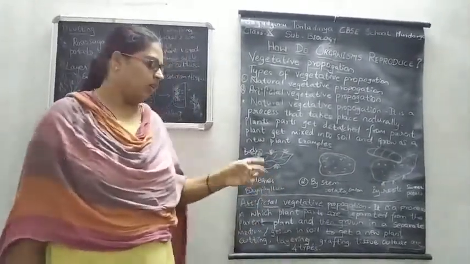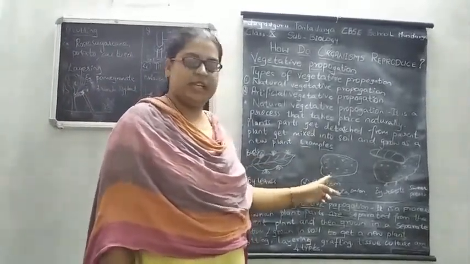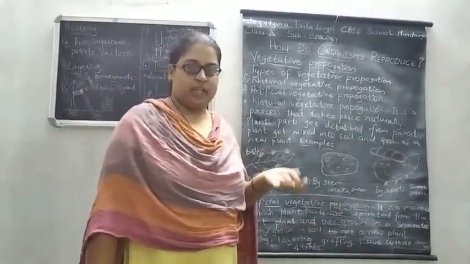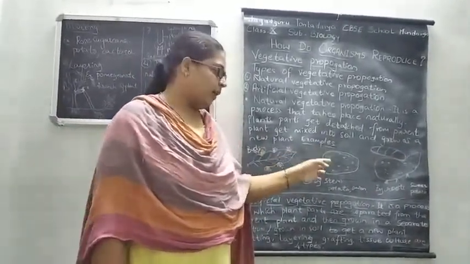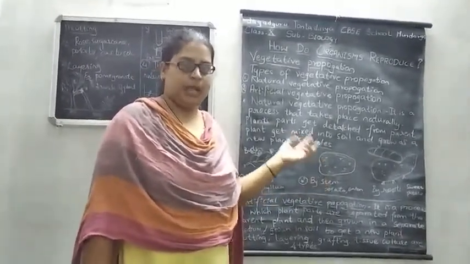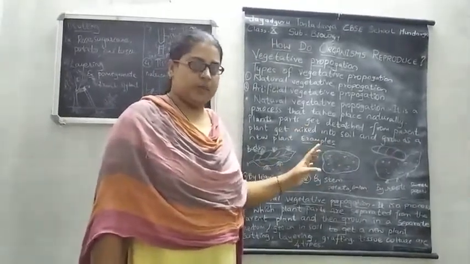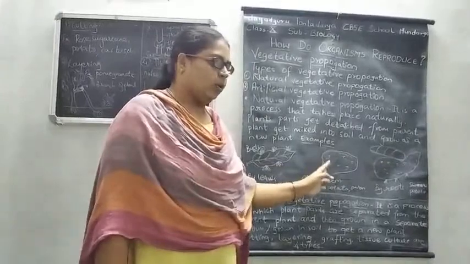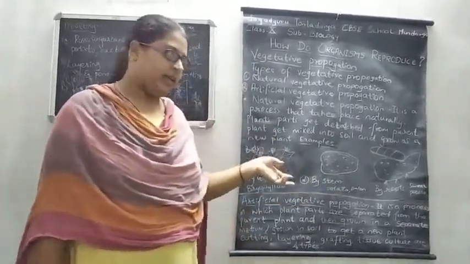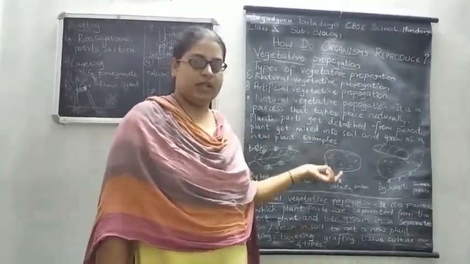Understood? Okay. Next, the second one is vegetative propagation by stem. It is also a natural method of vegetative propagation in which plant parts like the stem get separated from the parent plant and grow as a new plant of the same species. It is seen in potato, onion and ginger. The different parts of these vegetables give rise to a new plant.